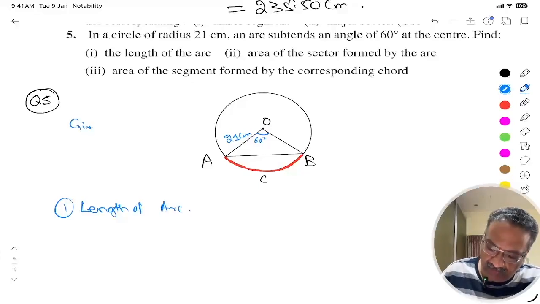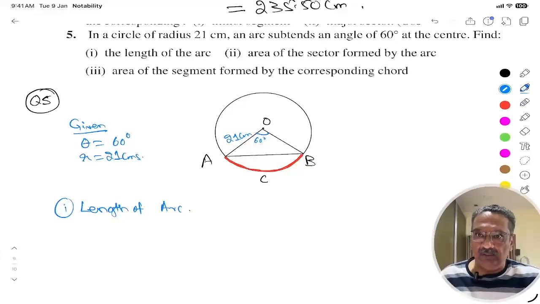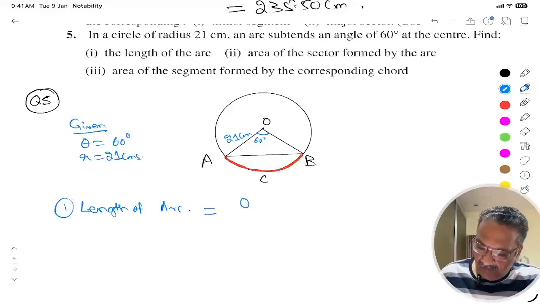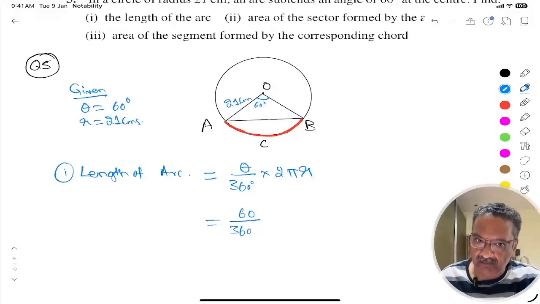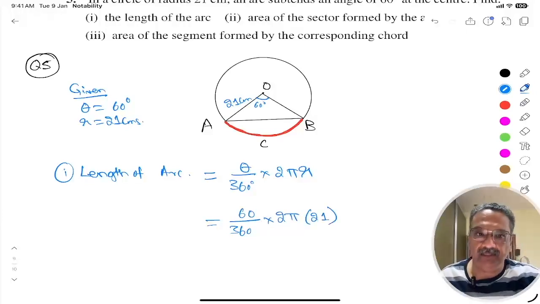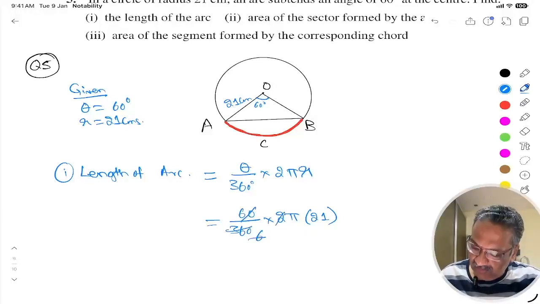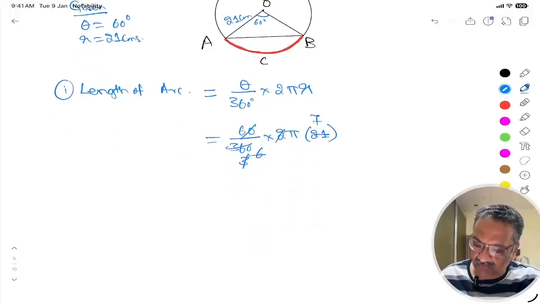Before that, what is given? See, we know theta is equal to 60 degree and r is equal to 21 centimeters. So what is the formula for length of the arc? Length of the arc is equal to theta by 360 degrees into 2 pi r. So we have got length of the arc is equal to 60 divided by 360 into 2 pi r. 2 pi r with r as 21 centimeters gives, cancelling, we have got 7 pi centimeters.